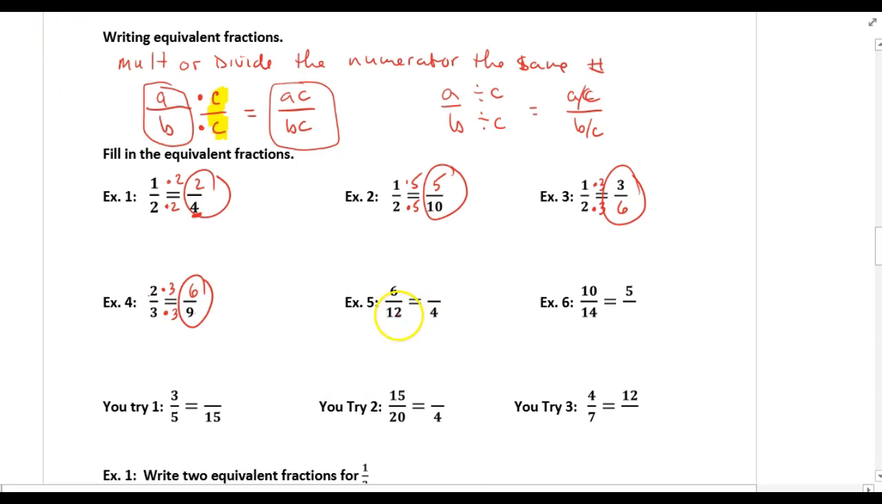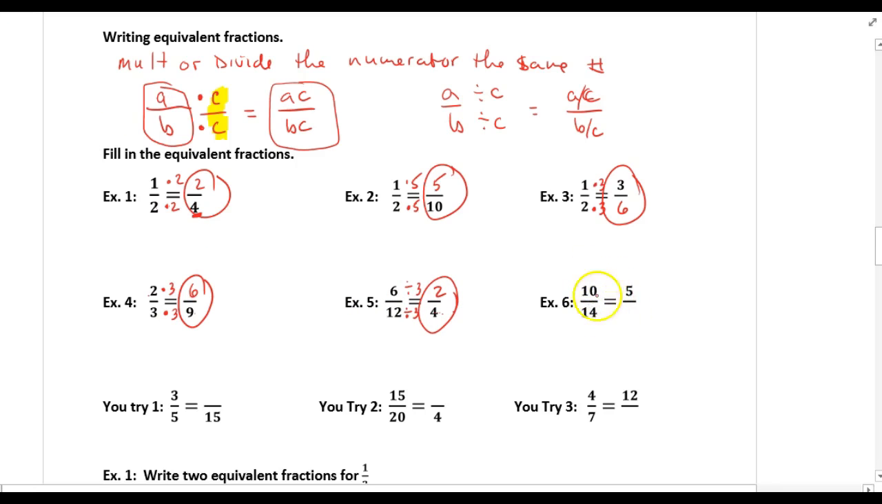Okay? But the next one, do I really want to multiply 12 by something to get 4? No. What could I do? I'm going to divide that by 3, because 12 divided by 3 is 4. I'm going to go ahead and take 6 and divide it by 3 and get 2. So 6 over 12 is equal to 2 over 4.